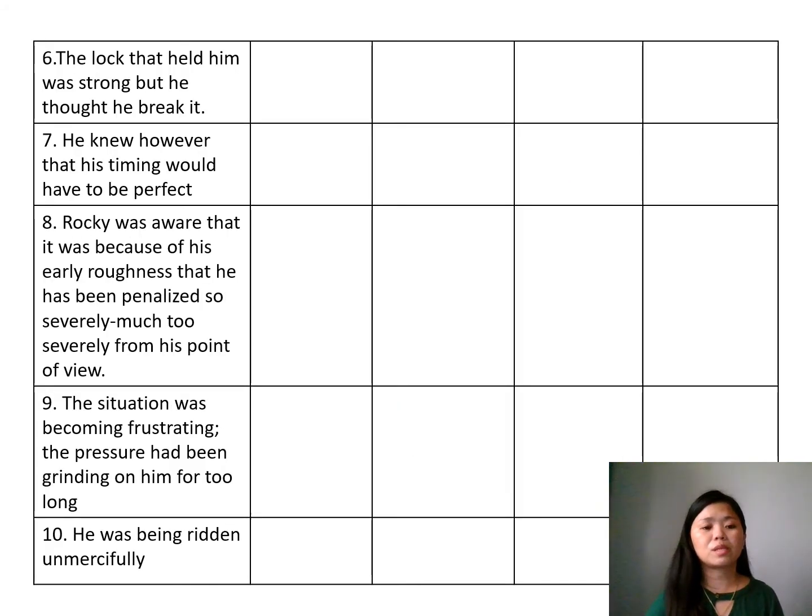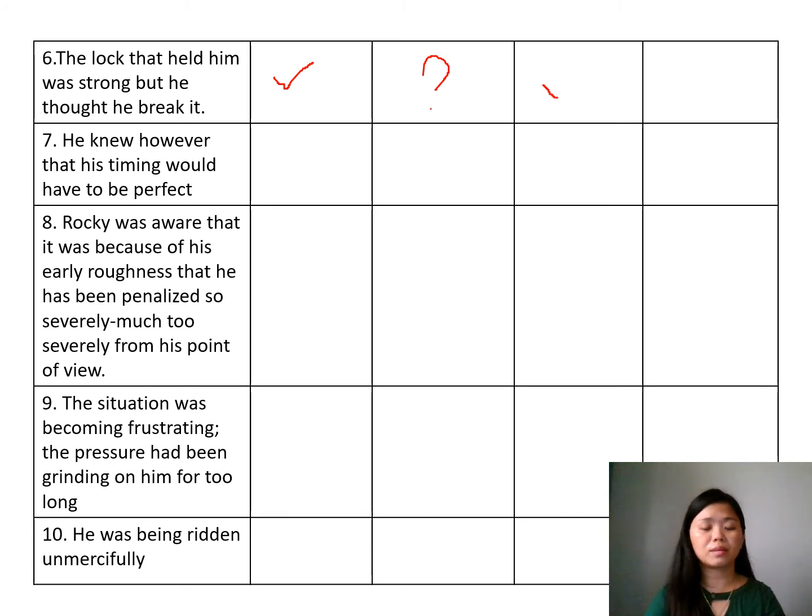So, sentence number 6. The lock that held him was strong, but he thought he could break it. So, under convex schema, check. Why? Lock is a padlock or cell. And under horse schema, question. Lock is a padlock or someone's stronghold. So, does it fit on the horse? I don't think so. Okay.